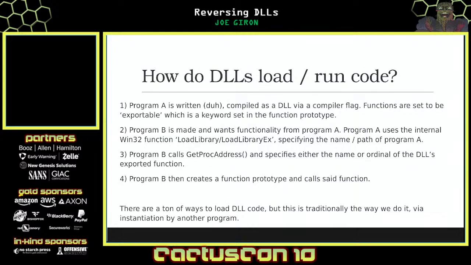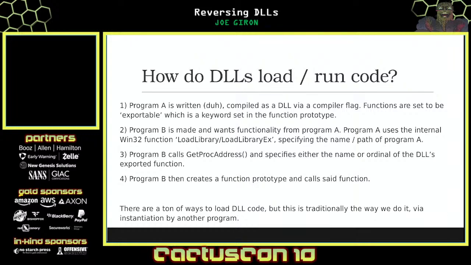All right, how do DLLs run and load code? Well, a program is written and compiled as a DLL file via a compiler flag. Functions are set to what's called exportable. That's kind of how a program breaks it up. You'll have a function, say zip or encrypt or something like that, and they'll take this particular function and set it as exportable. They do that in order for other programs to be able to call that particular functionality.